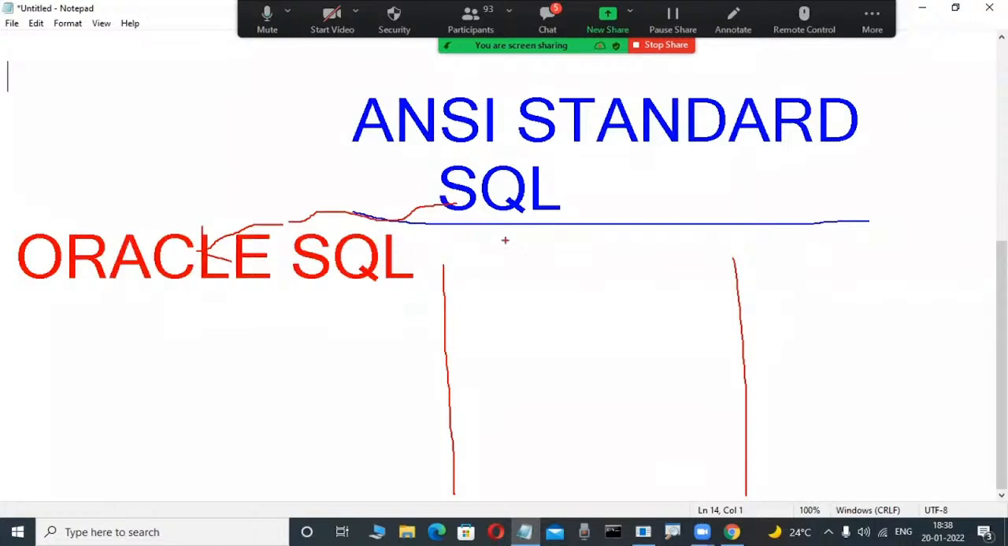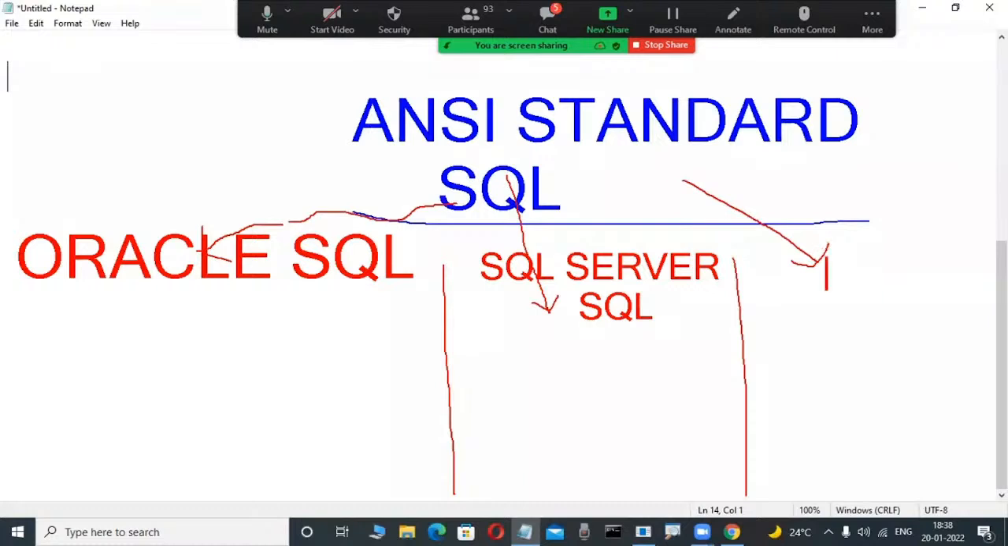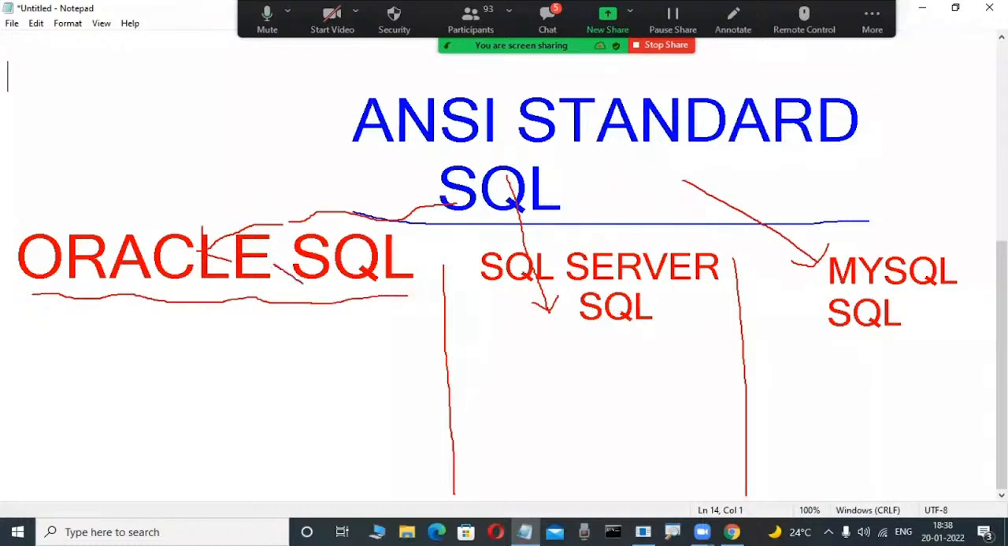That is important, and many fellows don't know it. Again, observe: SQL Server, a Microsoft product, created their own SQL from this ANSI standard, called SQL Server SQL. MySQL also created their own SQL language from this ANSI standard, called MySQL SQL. That's why in our class we are learning Oracle SQL. How do you differentiate them? These SQL languages are conceptually the same.